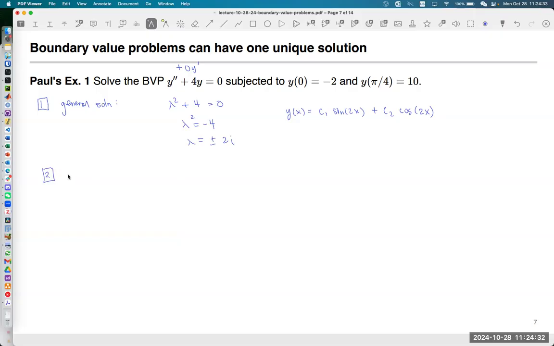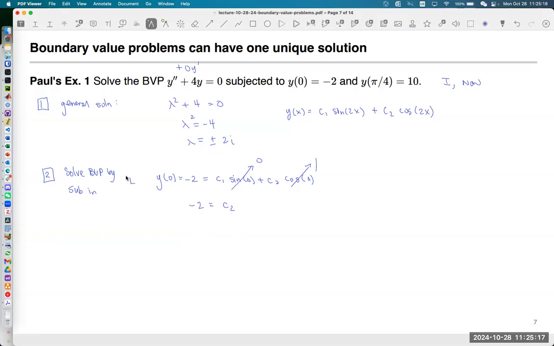The second step is to actually solve the BVP by substituting the boundary conditions. First, this is the original function, so this is a type 1 boundary condition, and it's non-homogeneous. If we substitute y of 0 is equal to -2, from all the x's here I substitute 0. So c1 sine of 0 plus c2 cosine of 0. Sine of 0 is 0, cosine of 0 is 1. So we have -2 is equal to c2.